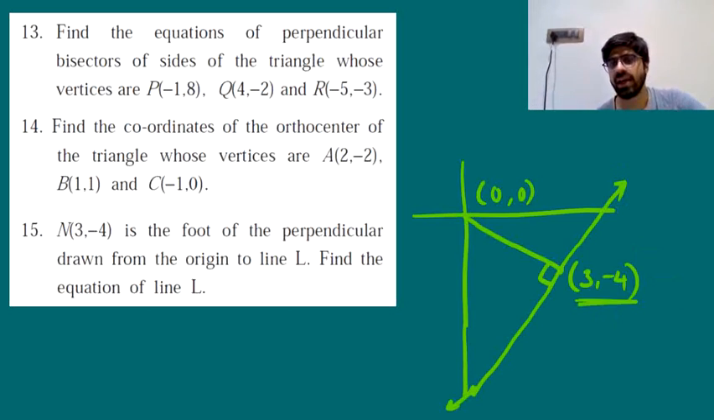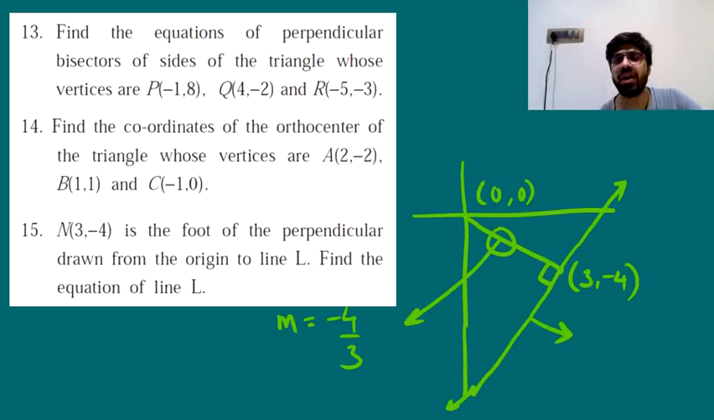Now we know that the line passes through 3, -4. All we need is the slope of that line. The slope of this normal that you have drawn from the origin will be y2 minus y1 upon x2 minus x1. That will be minus 4 upon 3. If the slope of this line will be minus 4 upon 3, the slope of our required line will be the negative reciprocal of this. That will be 3 upon 4. That happens because this line is perpendicular to the normal that you have drawn from the origin.